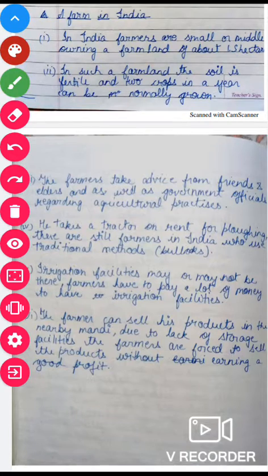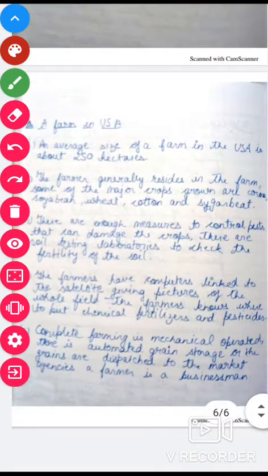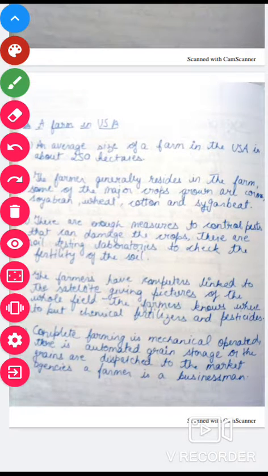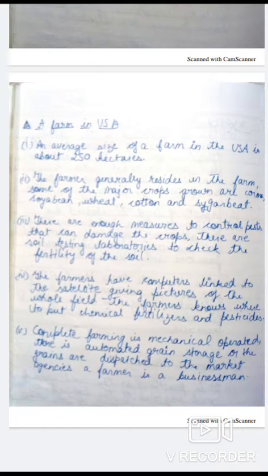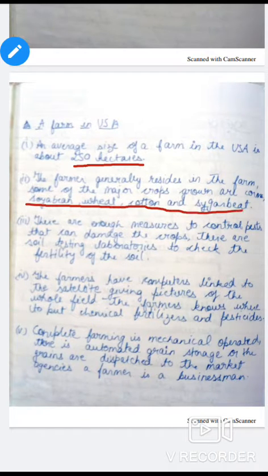Moving on to the farms in USA, which are totally different from India. So let's go through them. An average size of a farm in USA is about 250 hectares. In India, we read about 1.5 hectares. Here it is 250 hectares. Not everyone does farming. Okay, the farmer generally resides on the farm. Some of the major crops grown here are wheat, soya bean, copper, sugar beet, etc. There are enough measures to control pests that can damage the crop. There is soil testing in laboratories to check the fertility of the soil.